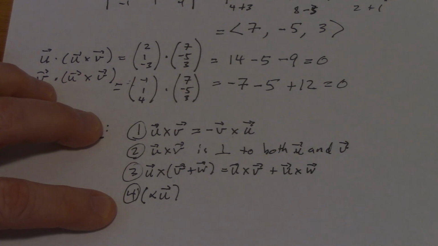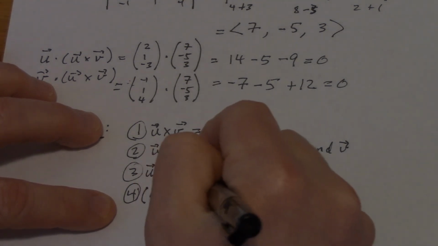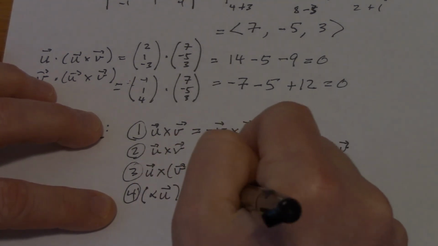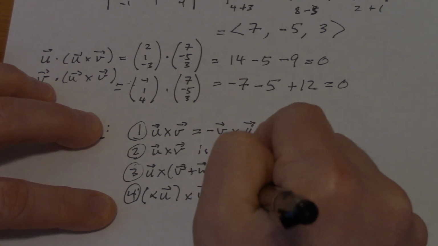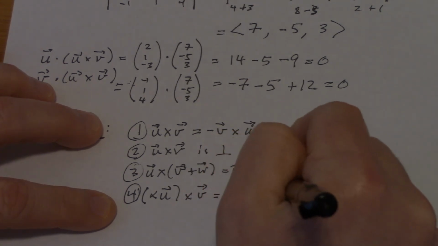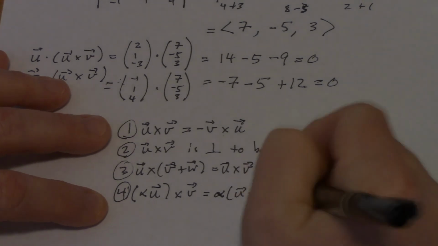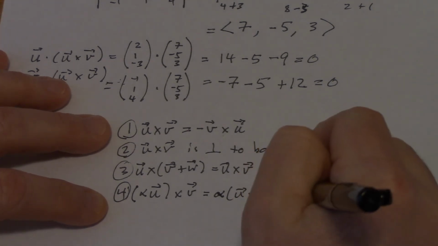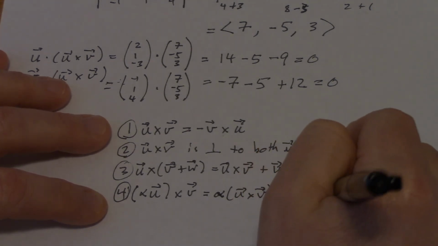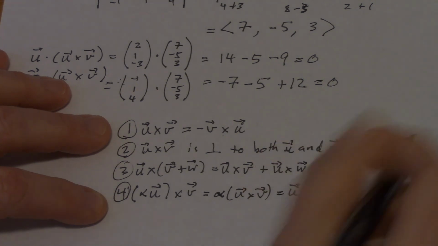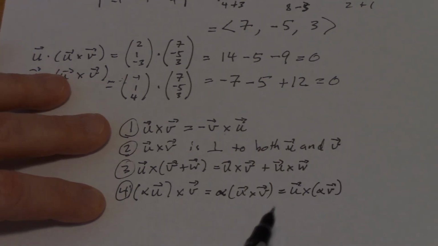So alpha u crossed with v, that's alpha times u cross v, the whole thing, like that. Or I can even write it as u crossed with alpha v. So I can move that scalar around anywhere I feel like it.